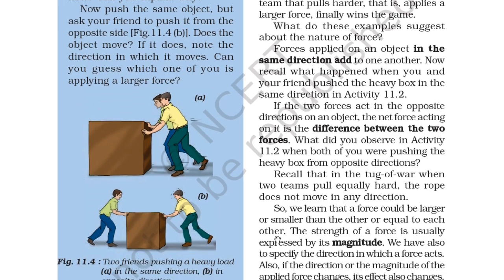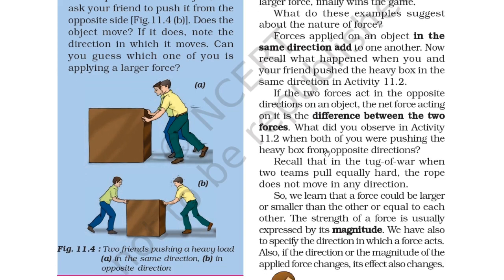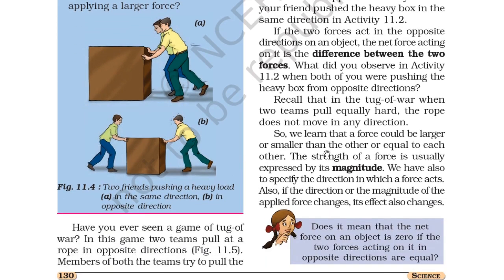So you should remember that when the forces are applied in the opposite direction on the object, the net force is the difference between the two forces. So it is the net force. What did you observe in activity 11.2 when both of you were pushing the box from opposite directions? Recall that in the tug of war, when two teams pull each other equally hard, the rope does not move in any direction.